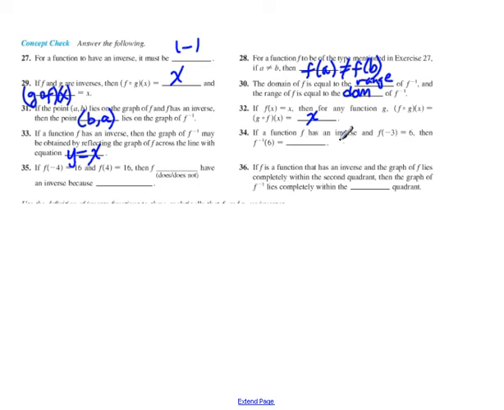If a function f has an inverse and f of negative 3 is equal to 6, then f inverse of 6 has to be negative 3, right? The inverse is what takes you back to the input that you started with. If f of negative 4 is equal to 16 and f of 4 is equal to 16, then f does not have an inverse because it is not 1 to 1. Right? We can't have two different input values giving us the same y value. If f is a function that has an inverse and the graph of f lies completely within the second quadrant, then the graph of f inverse lies completely within the blank quadrant.